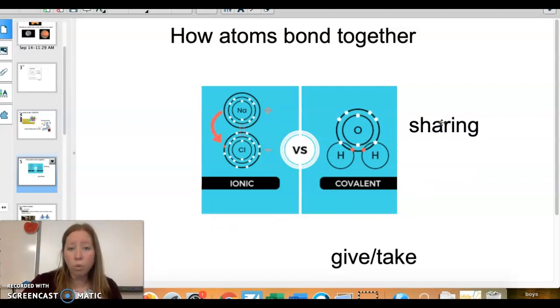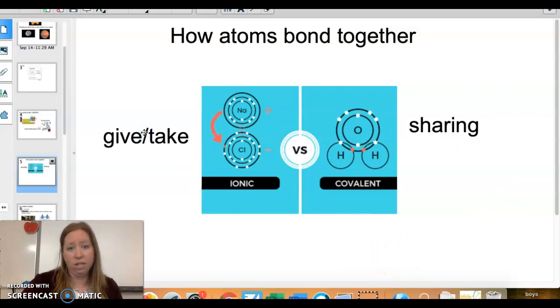Co is a root word on our root word list that means together. So think of the electrons together are sharing. Now in ionic bonding, they're not sharing electrons. They're either giving their electrons away or they're taking the electrons. So they're either giving or taking. And then that develops a charge on the atoms, which are called ions. And then that charge is what actually attracts the atoms together.